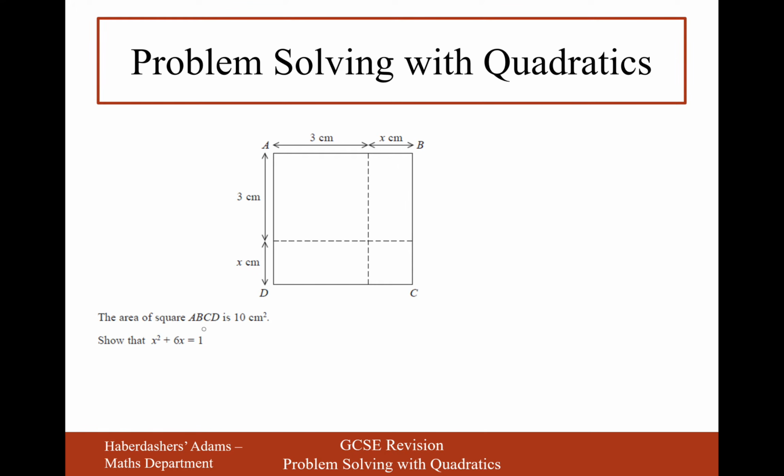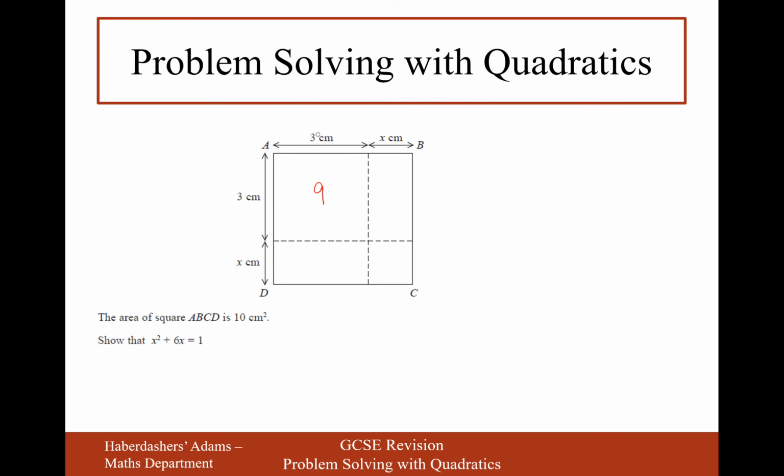Okay, so the area of the square ABCD is 10 centimeters squared. Show that x squared plus 6x equals 1. Okay, so the way we could work out this whole square is if we work out each of the 4 quadrants. So 3 by 3, that's 9.